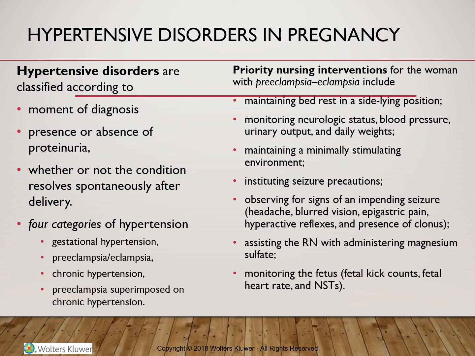If there is an imminent need for delivery and the baby is still preterm, the healthcare provider may order glucocorticoids, usually betamethasone, in an attempt to accelerate the maturity of the fetal lungs.